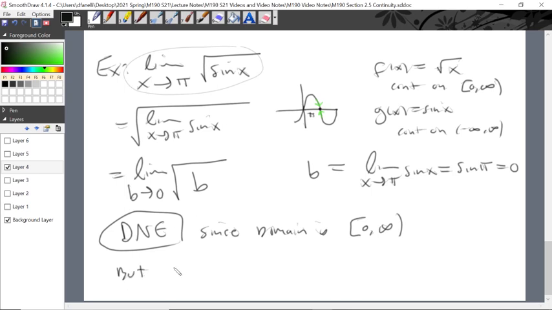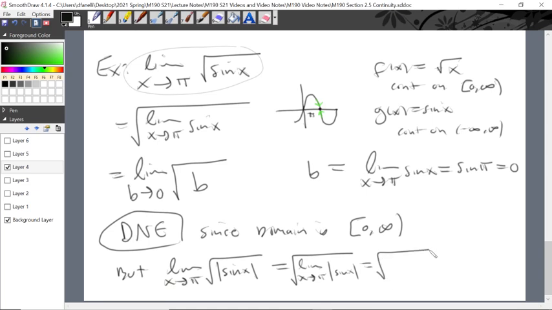But let's say that we had the limit as x approaches pi of the square root of the absolute value of the sine of x as one example. Now this one, we actually have f of g of h of x, so we're including another function here, the absolute value function. So we can push the limit as x goes to pi into the square root of the absolute value of the sine of x. We can push that limit inside of the absolute value as well. So the limit as x goes to pi of the sine of x.